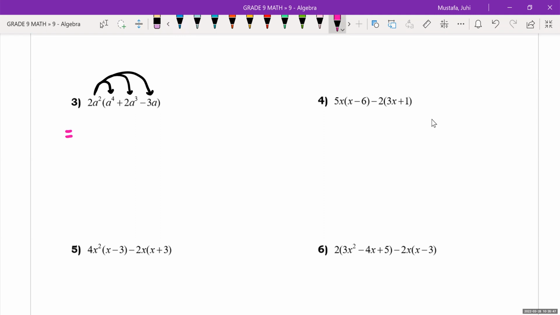Okay, 2a squared times a to the power of 4. 2 times 1 is 2. What's a squared times a to the power of 4? A to the power of 6. And we got that because we just added the exponents together because we use power laws. The next one, 2a squared times 2a to the power of 3. So what's 2 times positive 2? Positive 4. We multiply the big numbers first, the coefficients, then we deal with our a's. A squared times a to the power of 3, a to the power of 5.